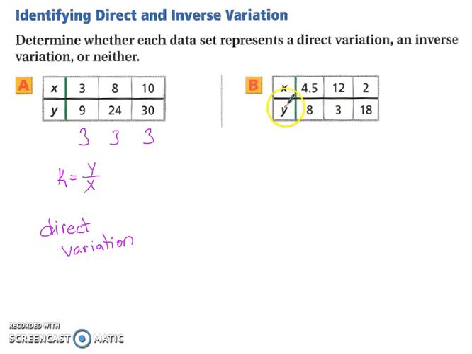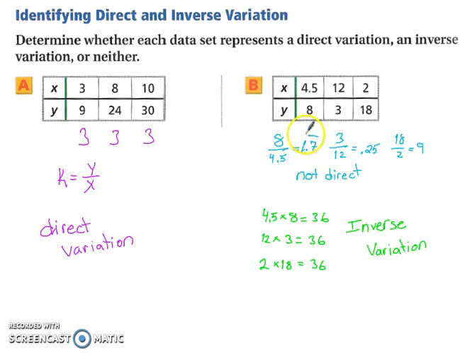Take a moment and try B on your own. When you return to the video, the answer will be revealed below. So as you can see, when you do y divided by x, you don't get the same number each time, so it's not consistent, it's not constant. So therefore, it can't be direct. So let's try inverse. When we multiply x times y, we get 36 each time, so therefore, it's an inverse variation.